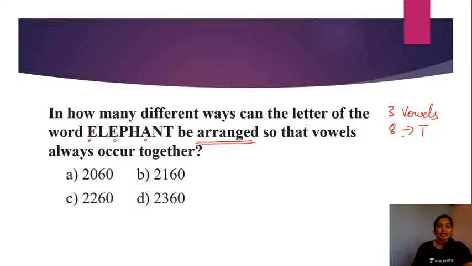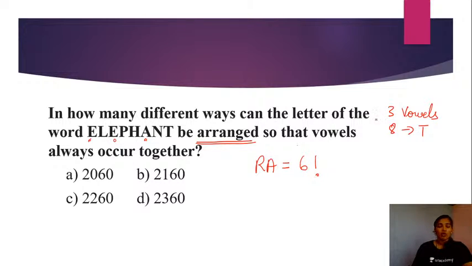In total we had 8 different alphabets, right? Now we are considering 3 vowels here as a single entity. So we would have 5 consonants and the vowels to be arranged. So the required answer would be the arrangement of the set of 5 consonants and the set of vowels. So that could be done in 6 factorial ways, students.